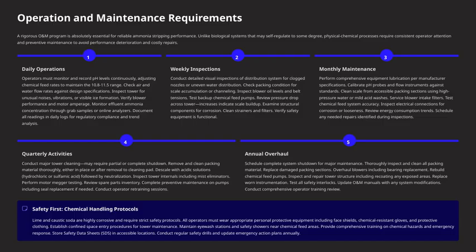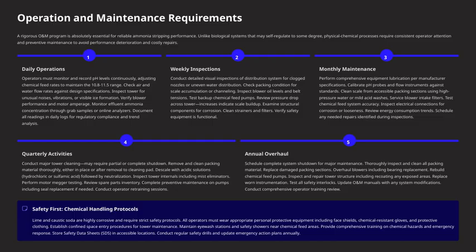This includes lubricating equipment according to manufacturer specifications, calibrating pH probes and flow instruments to ensure accuracy, and cleaning scale from accessible packing sections, using high-pressure water or mild acids as needed. Service blower intake filters, test the chemical feed system's accuracy, and inspect electrical connections for any corrosion or looseness.